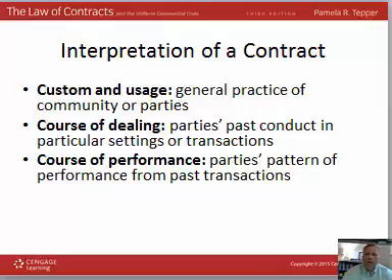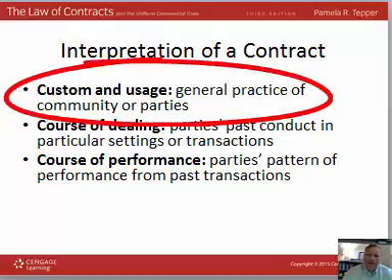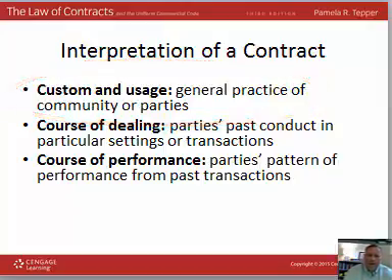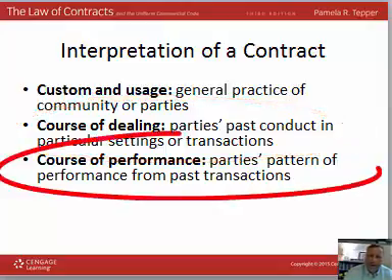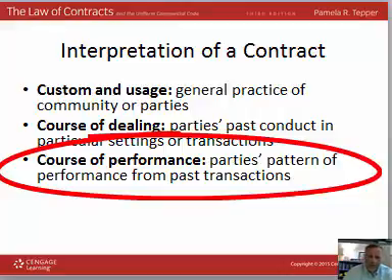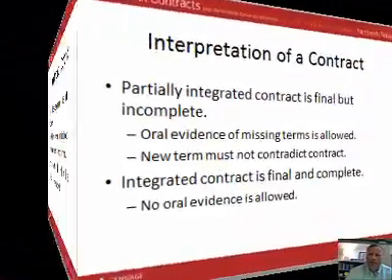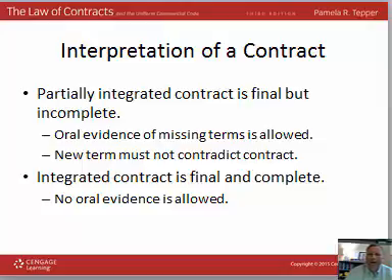The courts will also look at businesses in general and the parties themselves and how they traditionally act with regard to each other. And we look at custom and usage, course of dealing, and course of performance. Custom and usage is how does this business community generally deal with these types of contracts? What would be normal business practices? Course of dealing is, instead of looking at the business environment as a whole, you're going to look particularly at the 2 parties to the contract in this particular setting. And course of performance is actually the 2 parties, what they've done in the past.